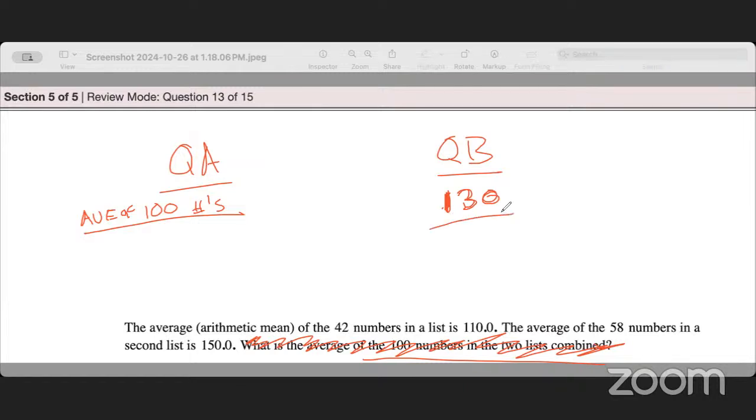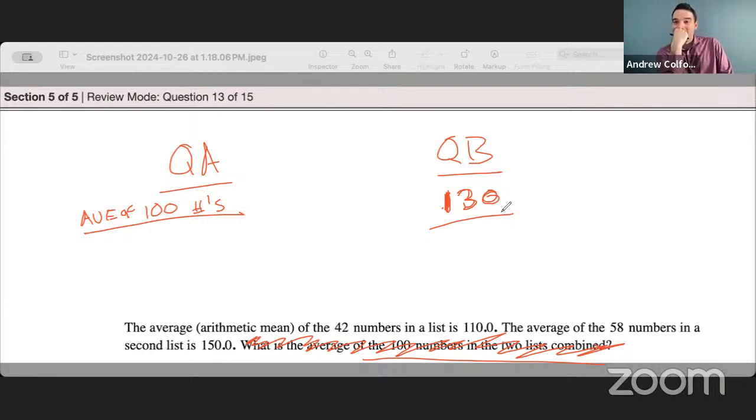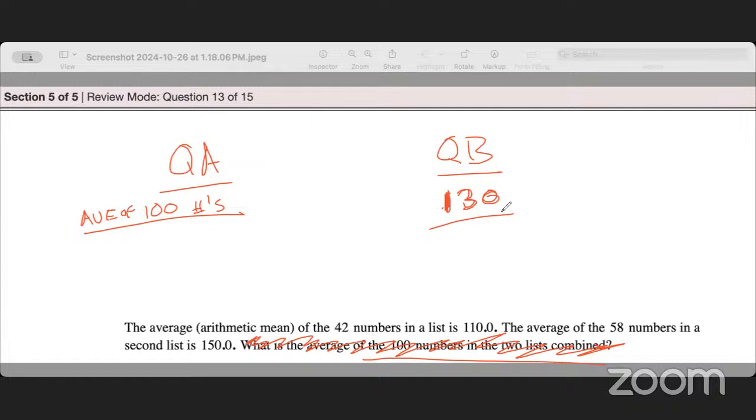Oh, I see. Well, if the average has to fall between 110 and 150, that's going to be larger than 130. Why? Because there are more numbers pulling on the side of 150 and fewer on the 110 side. Exactly. Thank you for pushing me to answer.